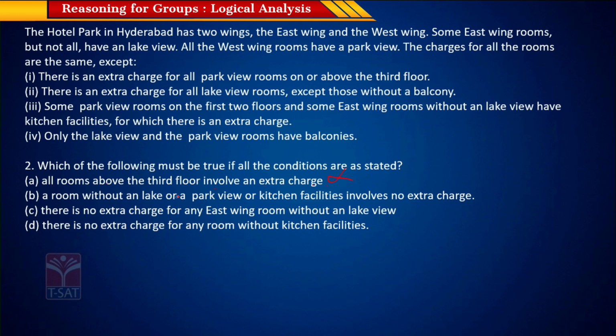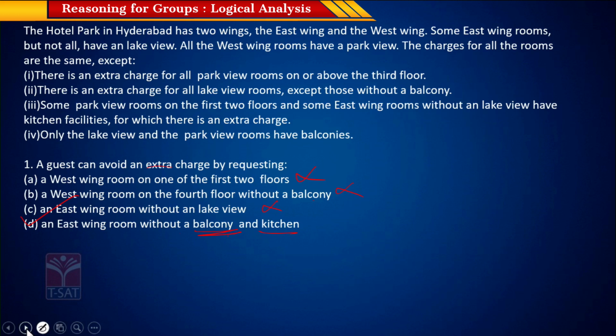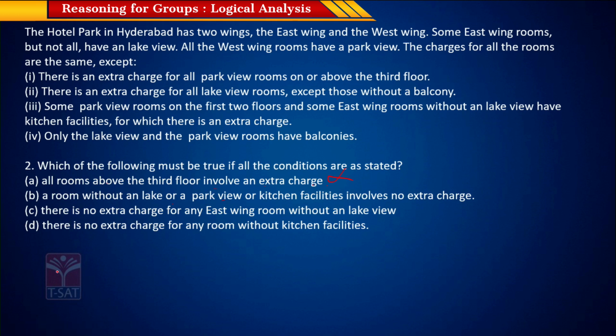A room without a lake or a park view or kitchen facility involves no extra charge. Let's see, it has no lake view, no park view, or kitchen facilities. So it does not have park view, so it is definitely not in the west wing. It does not have lake view, so it is here, and it has no kitchen. So yes, this is true. So this must be true. A room without any of these three facilities will involve no extra charge.